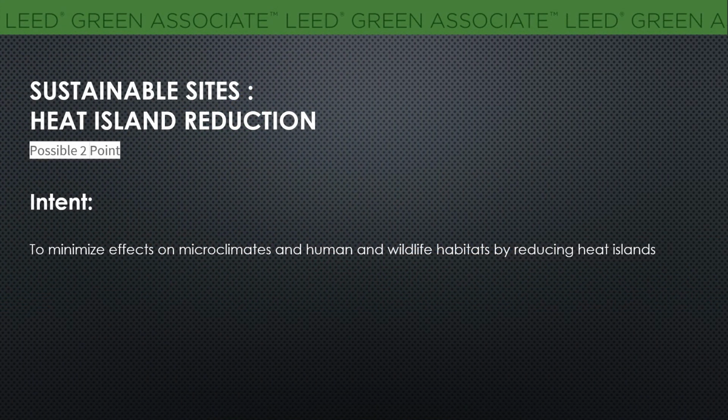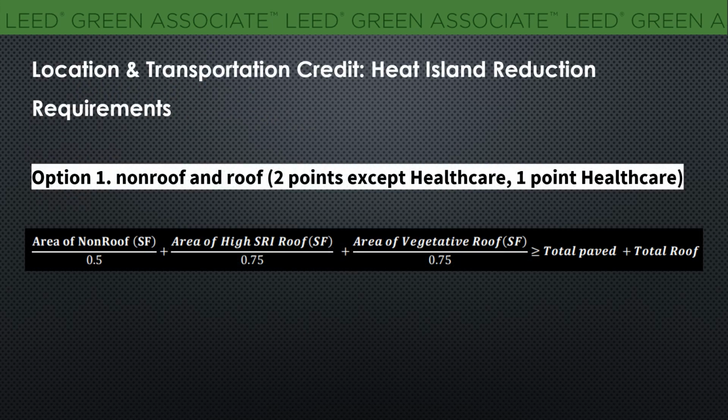The credit heat island reduction has a possible 2 points, and the intent of this credit is to minimize the effects on microclimate and human and wildlife habitat by reducing heat islands. Let's look at the requirements for this credit.